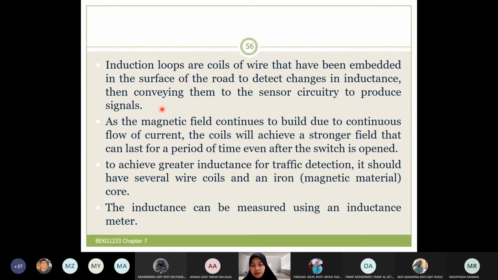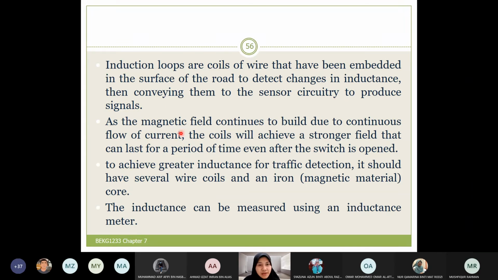The induction loops will convey to the sensor circuitry, and then the signal will go to the circuit of the lamp, to turn the lamp to yellow, red, or what?